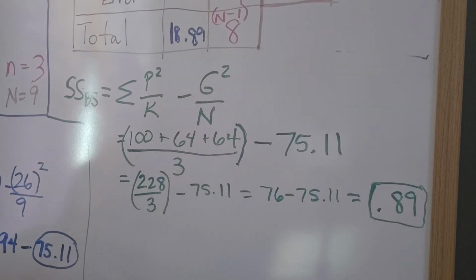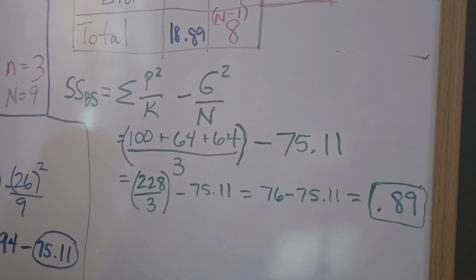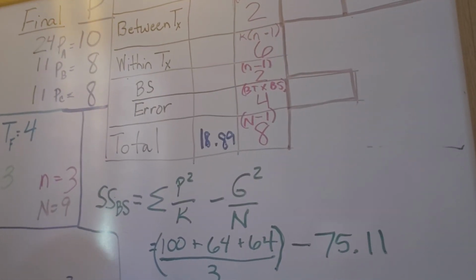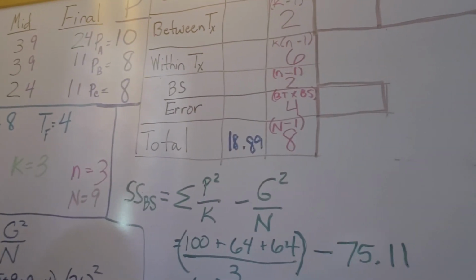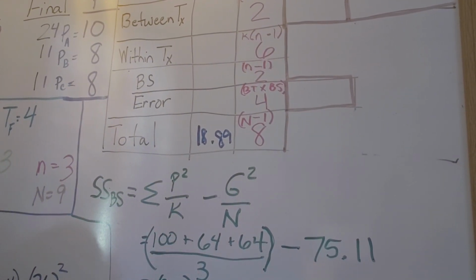The good news is we've already computed that as 75.11, so we just plug that in right here. And so we take our p squared. Remember, we had to compute p for each person, each student.